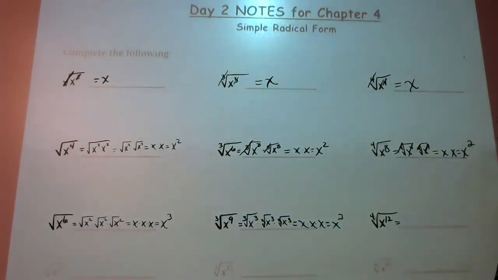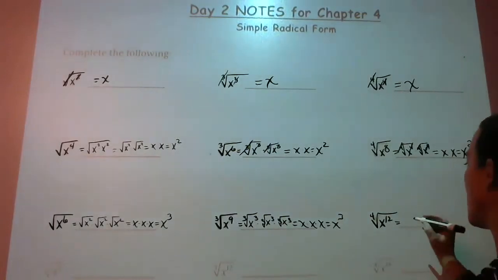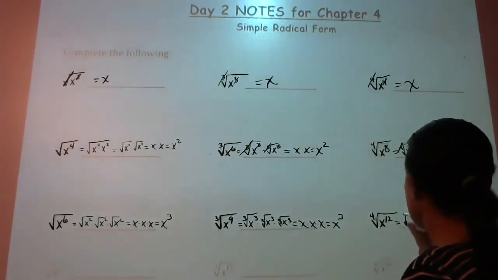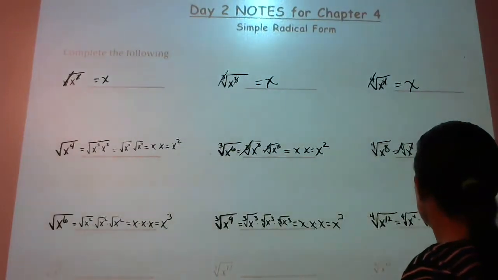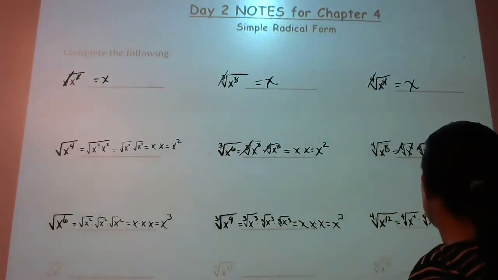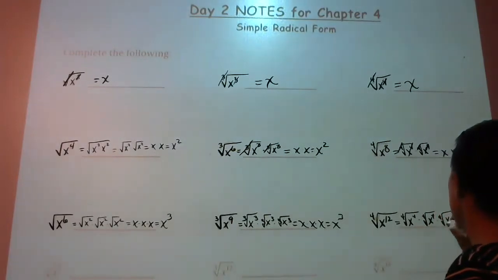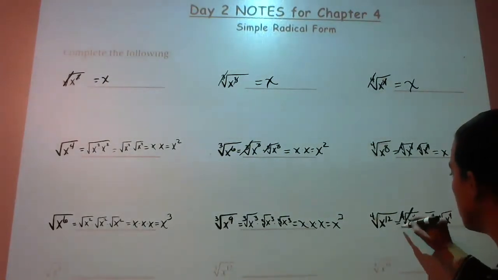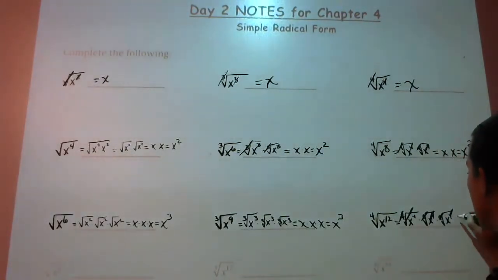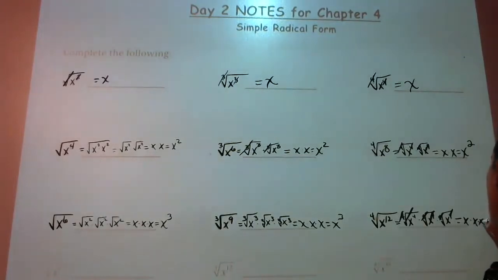You get the 4th root of x to the 12th. Well, I can rewrite x to the 12th like x to the 4th times x to the 4th times x to the 4th, because 4, 8, 12, that's how I rewrite x to the 12th. The root and the power, the root and the power, and the root and the power all cancel each other out. And look at that, we're left with x cubed.